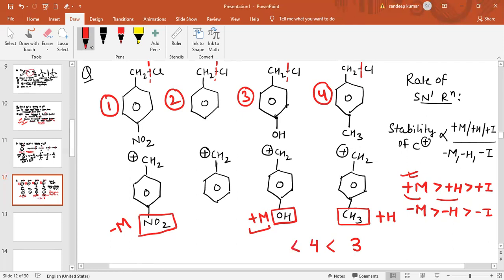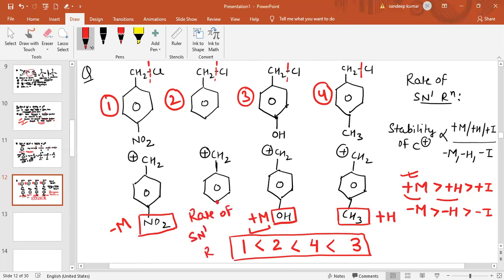Then after that there is minus M. Minus M decreases stability, while in second there is no group present. So second, and then the least stable is first. So this is basically the order of rate of SN1 reaction. It depends on the stability of the carbocation. You can compare in this way.